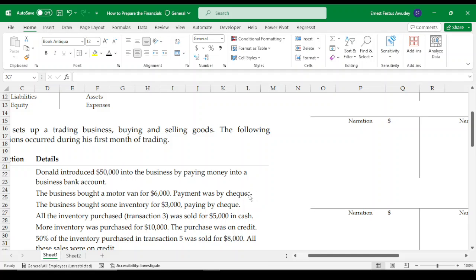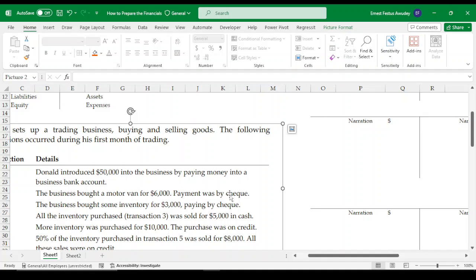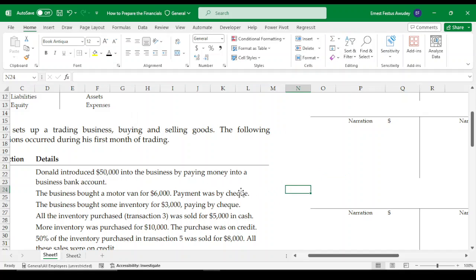When I talk about accounts, I'm talking about whether it is an asset account, liability account, an expense account, and all that. All right. So the items involved here are the motor van, and we are paying by check. Therefore, we are talking about our bank account. Whenever a transaction involves the use of a check, we are referring to our bank account. Therefore, the accounts involved here are the motor van and the bank account.